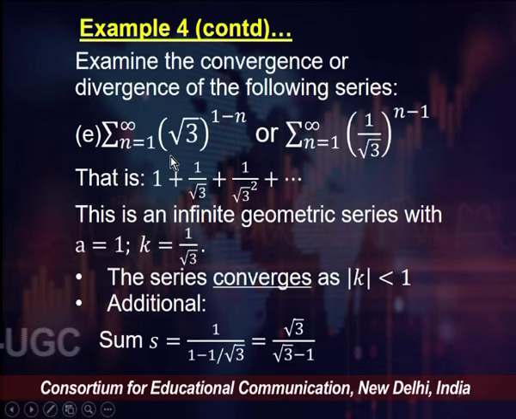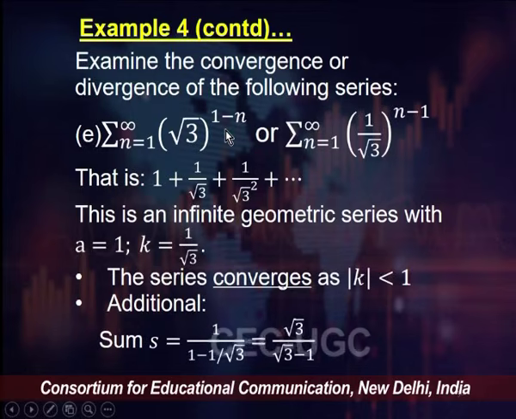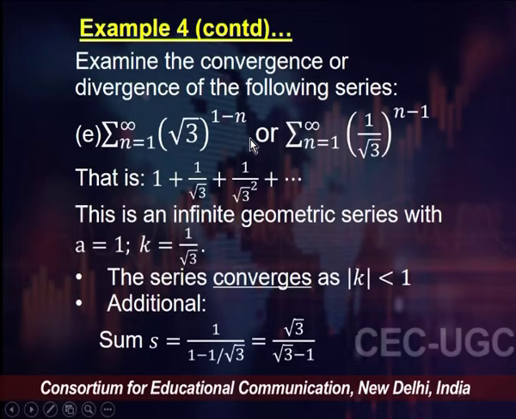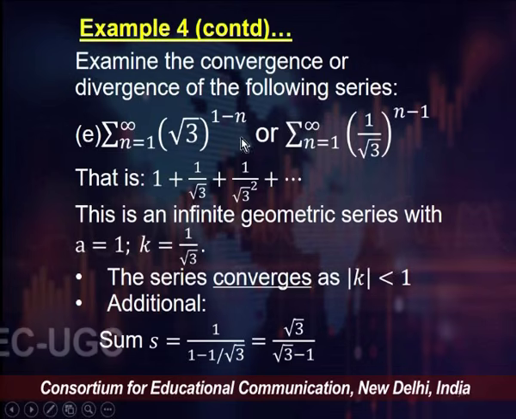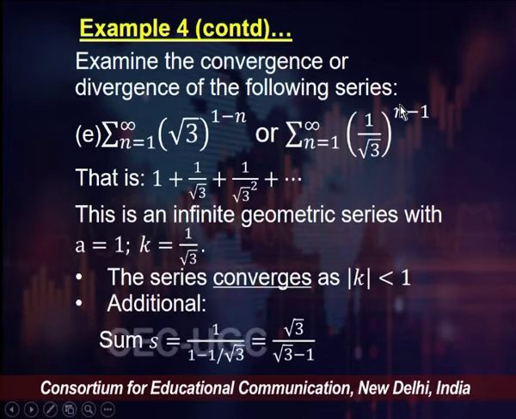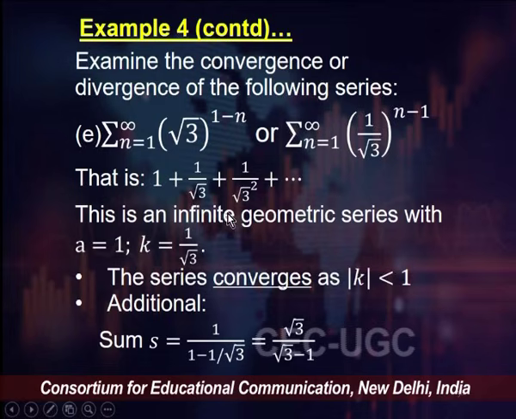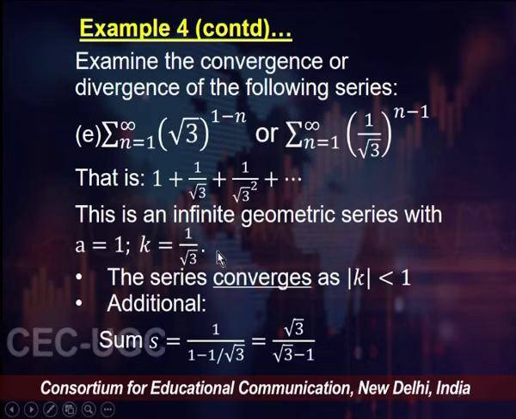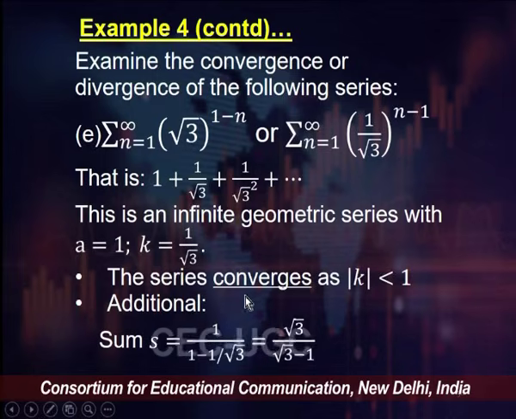We have one more problem here, summation square root of 3 to the power 1 minus n. Now here I have simplified it a little bit, because this is clearly an infinite geometric series. So I can write this as summation 1 by root 3 to the power n minus 1. Okay, and the terms here are 1 plus 1 by root 3 plus 1 by root 3 squared, and here the common ratio is 1 by root 3. So clearly the series converges, because mod r is less than 1, and the sum here is 1 upon 1 minus 1 by root 3.